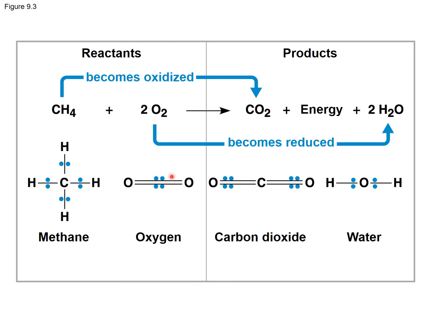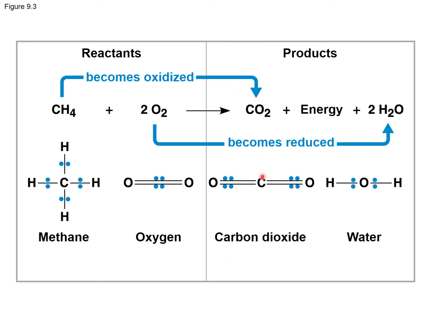So oxygen, yes, it has a high electronegativity, but when it's combined with another oxygen, they have equal electronegativities, so the electrons are going to be hanging out exactly in between them. Okay, so there'll be an even distribution of electrons. Well, what happens here is when methane becomes oxidized, it loses those electrons. Really, the carbon is kind of losing the electrons.